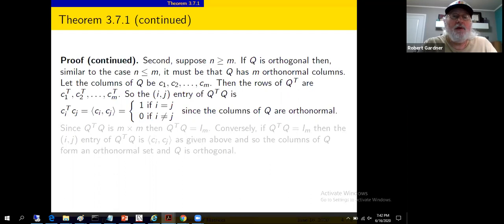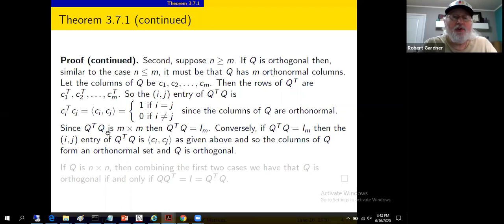And since we've got an orthonormal collection of columns, we get that zero and one stuff as we did previously. So Q transpose times Q, being an m by m matrix, must equal the m by m identity matrix. And similarly, if we consider Q transpose times Q, we'll still compute those entries. The ij entry is the inner product of C sub i with C sub j. Now you'll get the ones and the zeros because you're assuming it equals an identity matrix. And that'll lead to the orthonormal property on the columns of the matrix. And so Q is orthogonal.